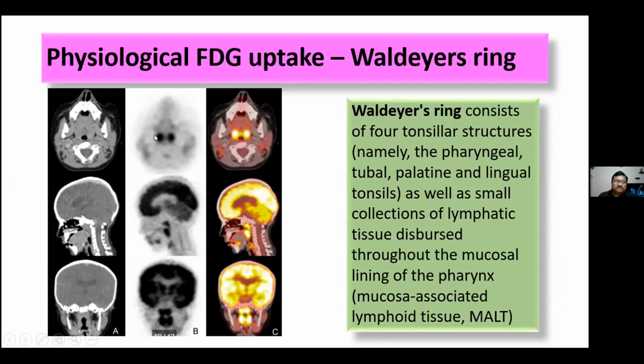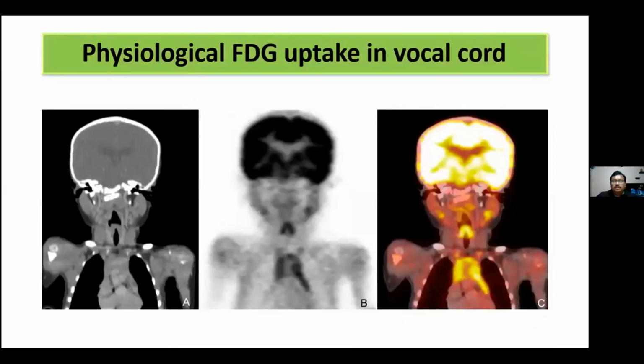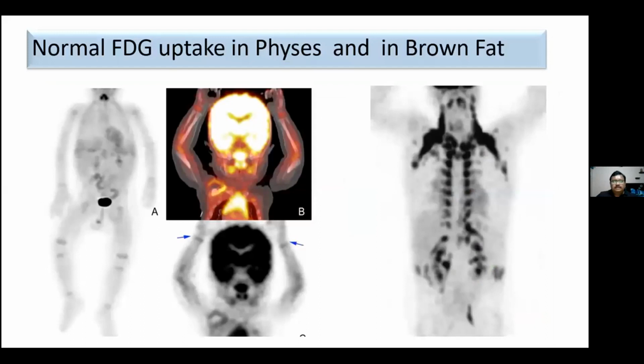Now, for example, I get a case of lymphoma and I really need to know if tonsillar involvement is there or nasopharyngeal involvement is there. I would really have to look for asymmetry, frankly, because normally there can be symmetric and high uptake in the Waldeyer's ring. So I have to look at asymmetry of uptake to say that these are involved. So this is a gray area which we have to accept. This is the uptake in the vocal cord. Now we also see the uptake in the physis, the growing end of the bones, which is very commonly seen.